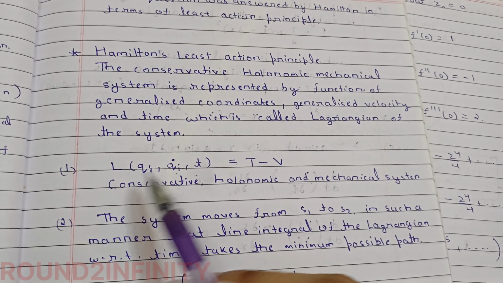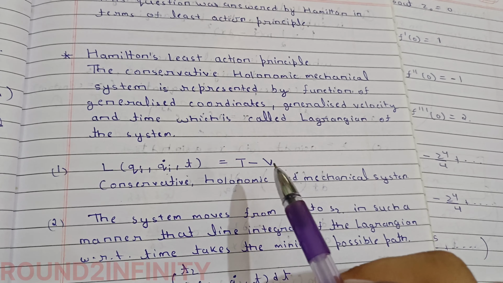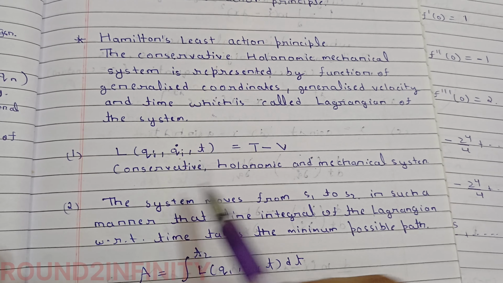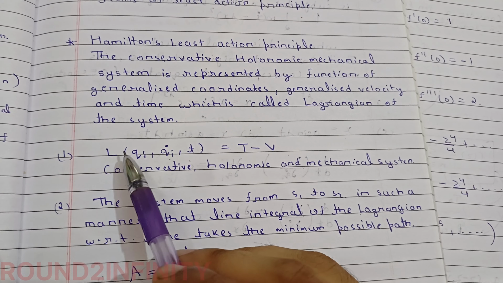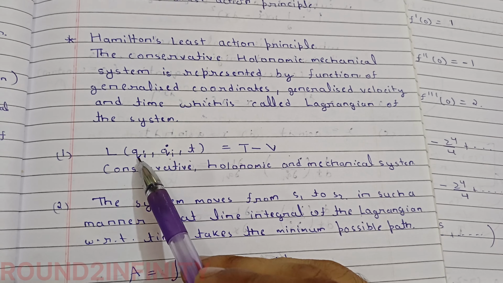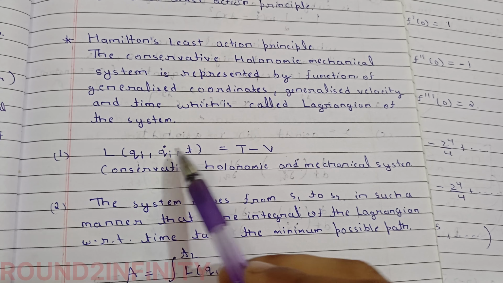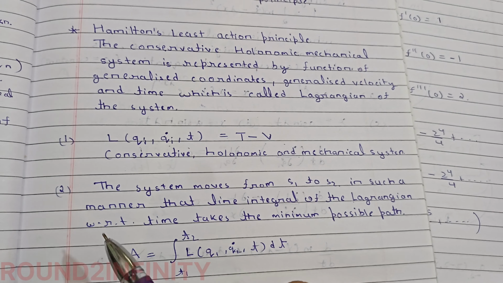Okay, and the Lagrangian is represented by T minus V. This is nothing but simply kinetic energy minus potential energy. So this is a conservative holonomic mechanical system. For that, the Lagrangian is represented by this, and the arguments of the Lagrangian will be in terms of generalized coordinates, generalized velocity, and time. So remember this statement.